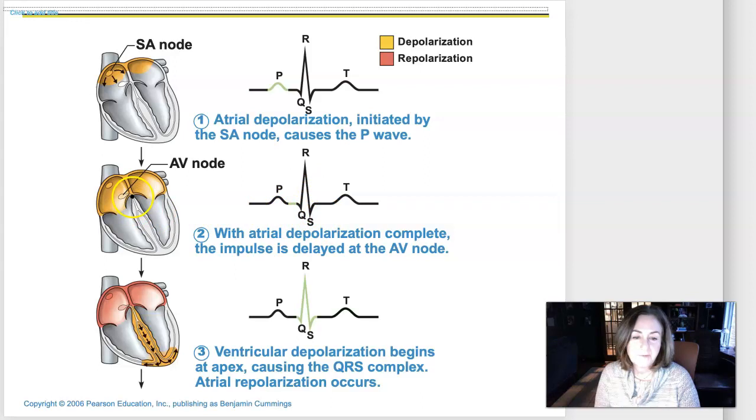Now, if there was some type of heart block, like the message wasn't getting through, then we would be able to see atria depolarize, atria repolarize, ventricles depolarize, repolarize, and again, we would then know that something is wrong. Okay, so that would be abnormal.